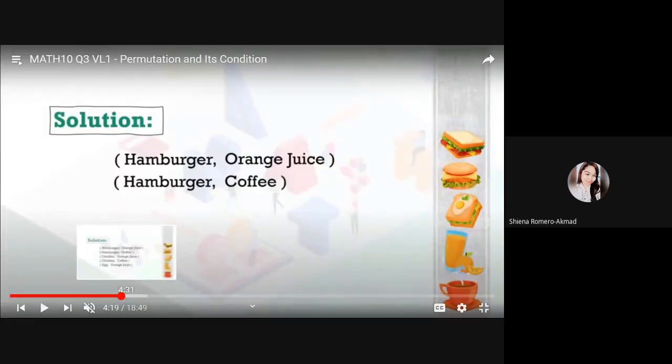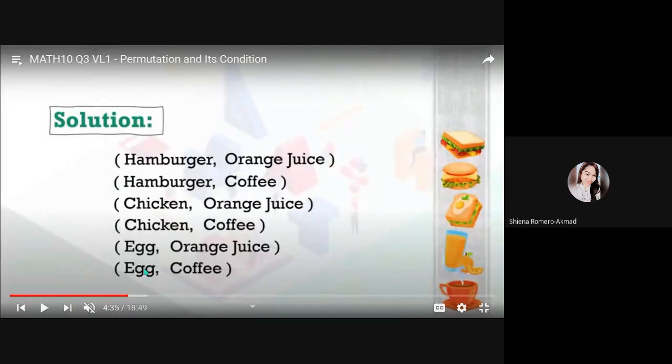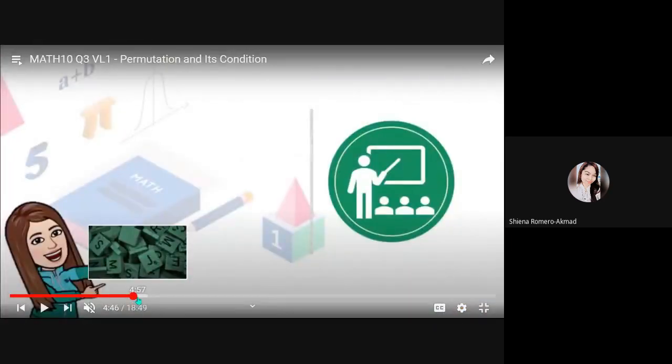So, hamburger can be paired with orange juice or coffee. Same with chicken sandwich and egg sandwich. So, all in all, you'll see that there are 6 choices. So, the frontliners have 6 choices to choose from. Okay, so that is the answer to our situation earlier. Now, since we are done with the review, let us have the lesson.